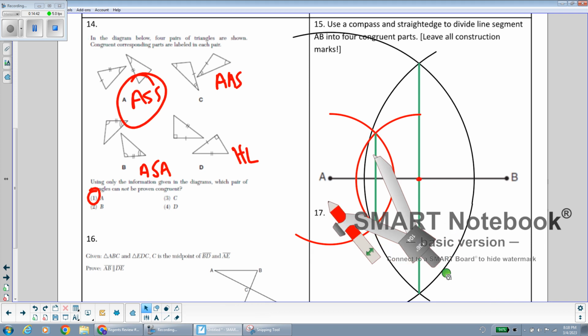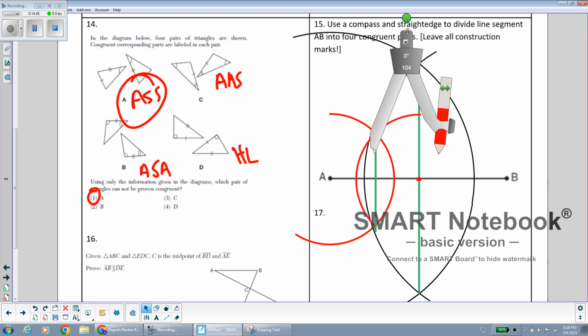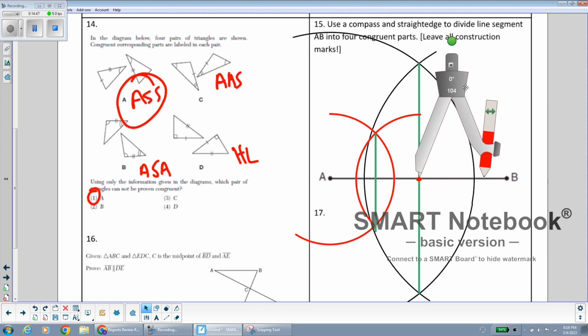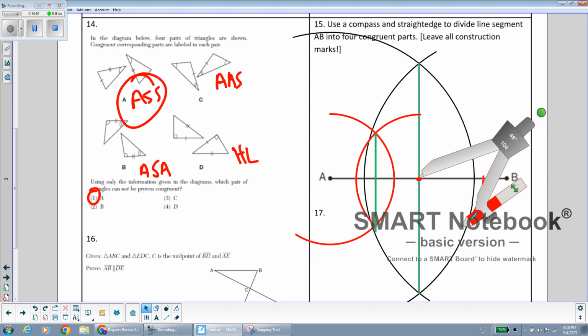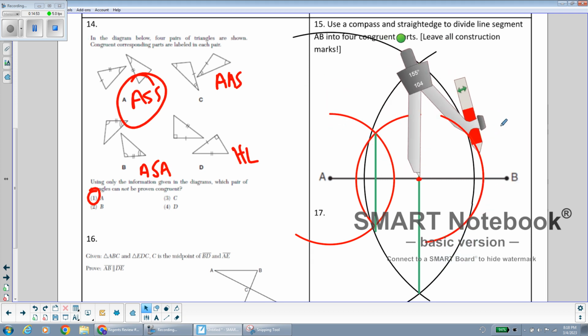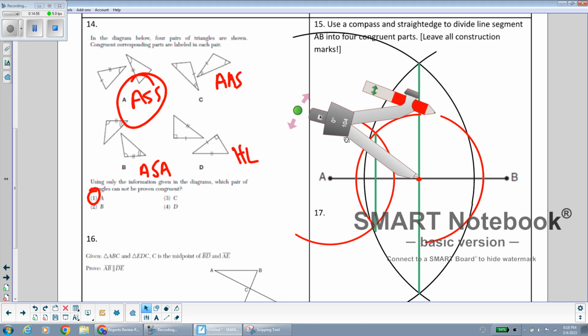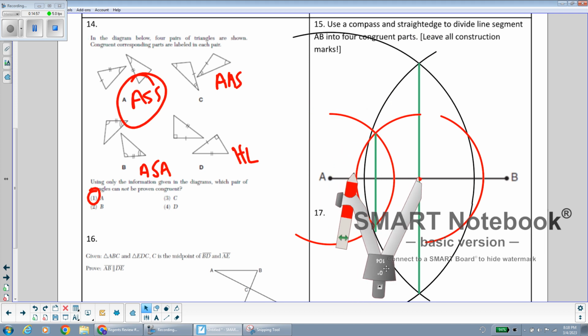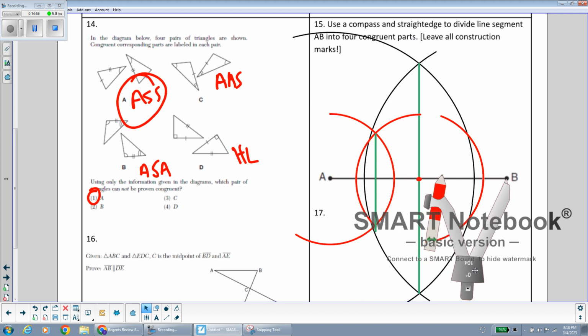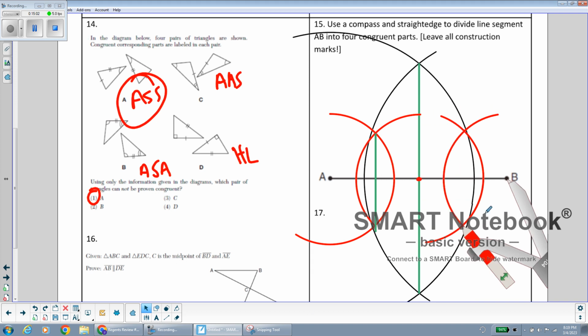And I'm going to do the same exact thing from the midpoint to the other endpoint, about 3/4 of the way down, an arc above and below. And then, without changing the distance that my compass is at, I'm going to go over to the other endpoint and make the same arc. And there we go. So now I have 4 equal parts of my line segment.